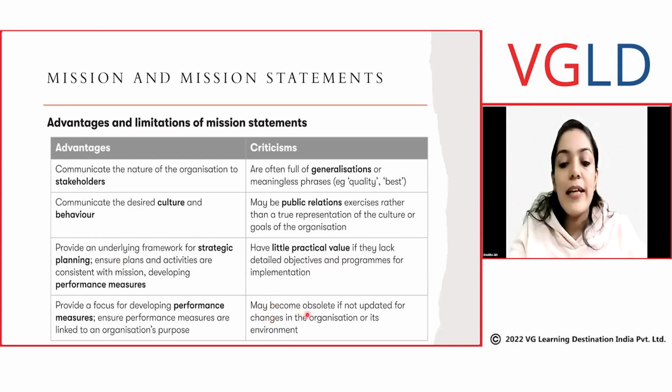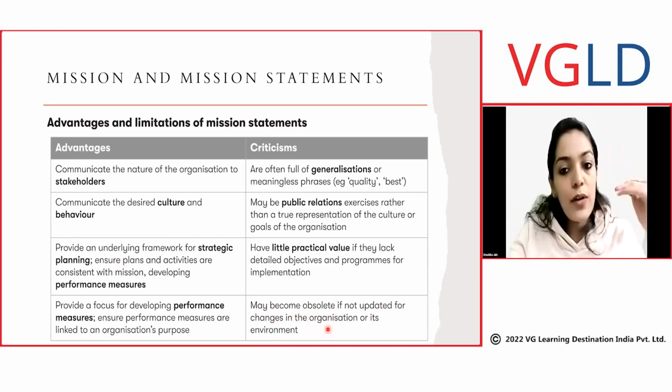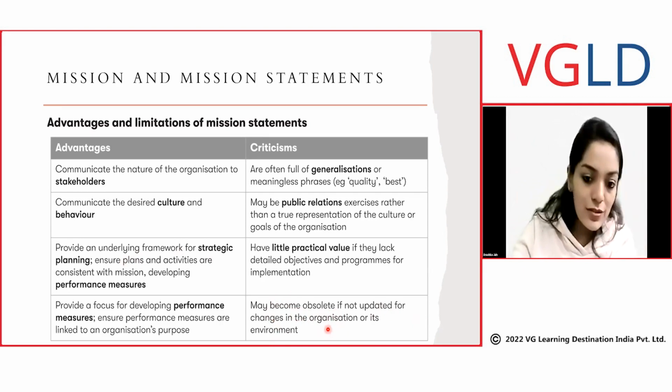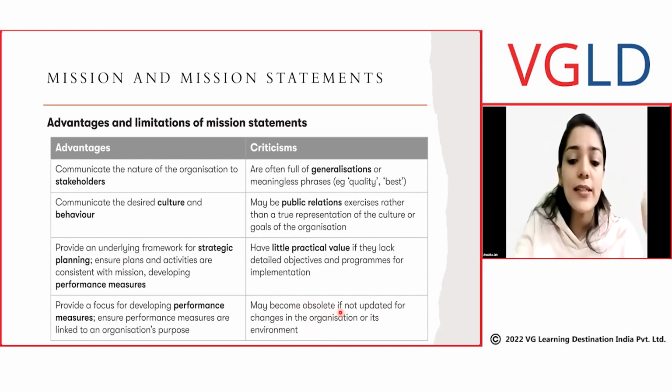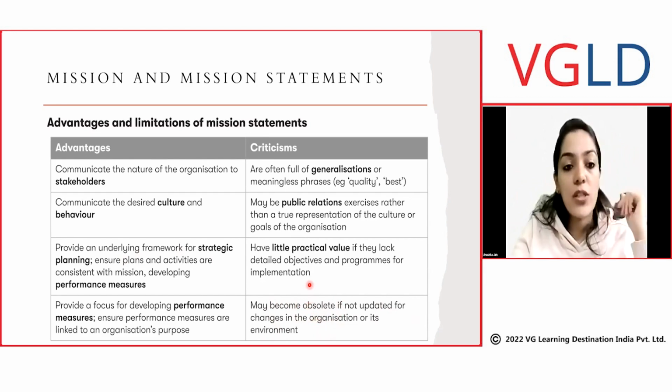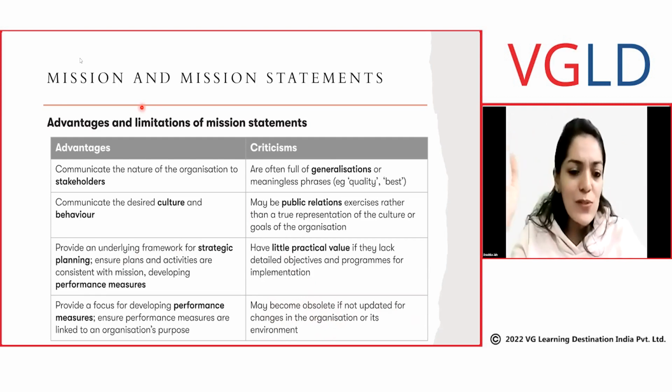And lastly, it may become obsolete if not updated for changes in the organization or its environment. And I'm telling you, ITC's mission statement would have been the same for a lot of years. No change in it. So they can become obsolete if they are not changed as per the changes happening in the organization. So these are the advantages and limitations of mission statements. I'm sure you'll definitely be remembering the criticism with all the examples we have covered. Advantages are also very basic. Try to remember them. They communicate to the stakeholders the culture and behavior of the organization. They are used for planning the objectives and also the performance measures.